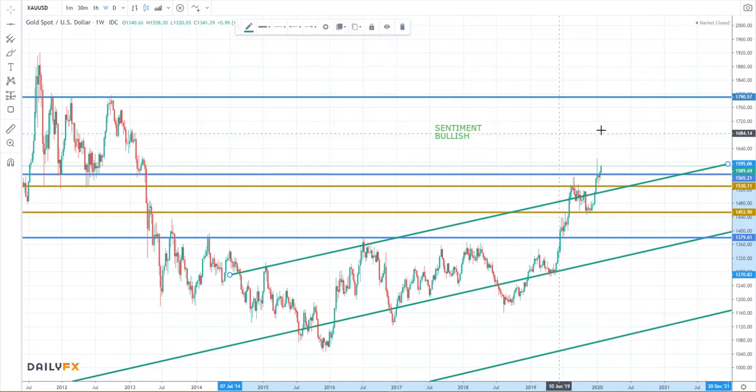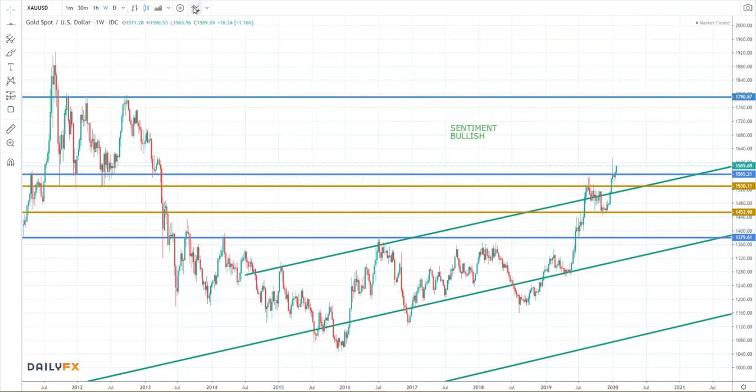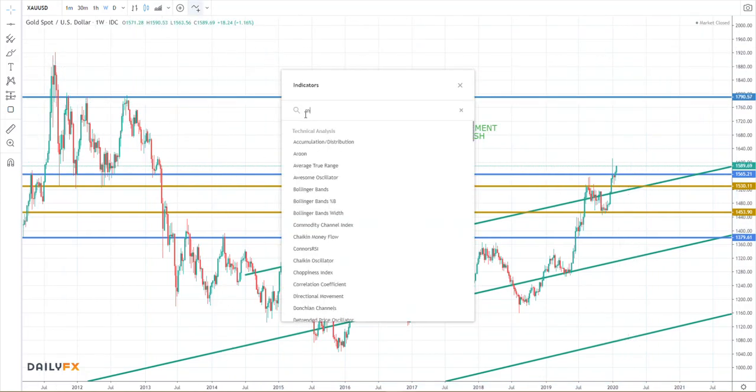Now this is weekly, right? This is a weekly chart, so this could take a good or better part of 2020 to reach, but sometimes when these bulls are moving, they move fast. The initial uptick is really quick, so we could see this reach the 1790 mark in a couple of months. Let's go ahead and apply our moving averages.